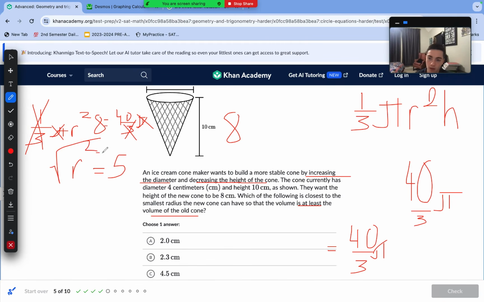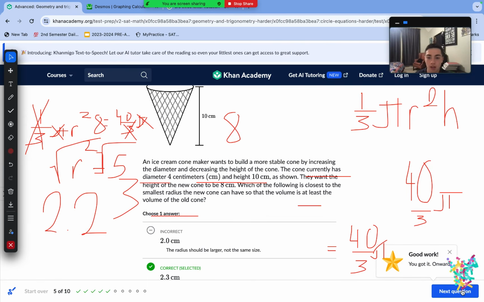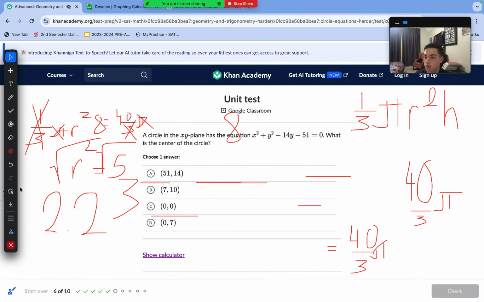So we take the square root of both sides, and the square root of 5 is approximately 2.23. We're going to round up here. So that means our answer is answer choice B, approximately 2.3 centimeters.